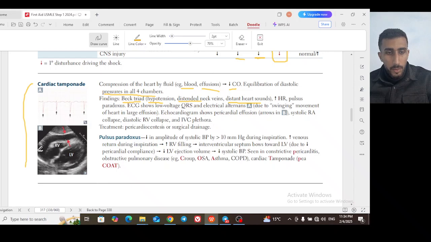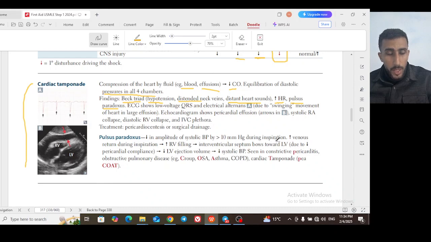And as a result of cardiac tamponade, the heart rate is going to increase as a counterbalance mechanism, and it will have something peculiar called pulsus paradoxus. So pulsus paradoxus means just a decrease in the amplitude of the systolic blood pressure of more than 10 millimeters Hg during inspiration.